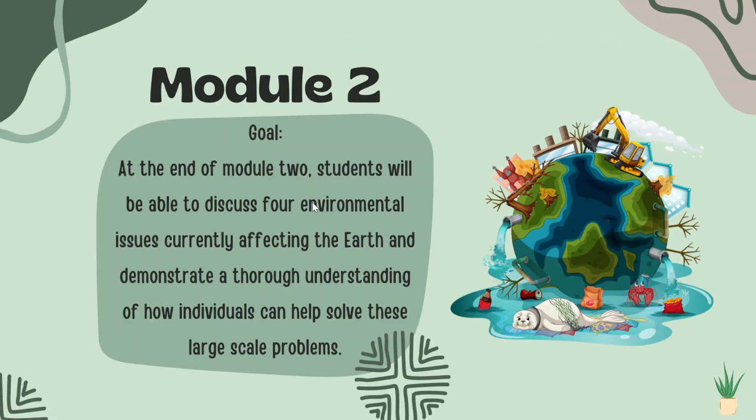Our overall goal for this module, at the end, you need to be able to discuss 4 environmental issues currently affecting the Earth, and you're going to demonstrate a thorough understanding of how individuals, meaning you, can help solve these large-scale problems. To boil that down, we're talking about what is affecting the Earth right now and what are things that you can do in your daily life that are going to help these problems. This is going to guide us into our research project in Module 3.